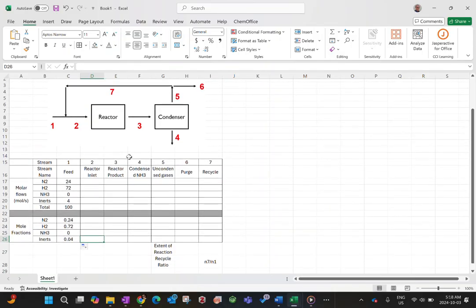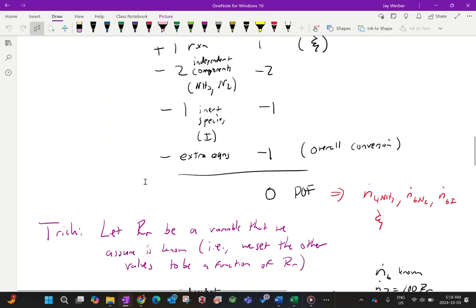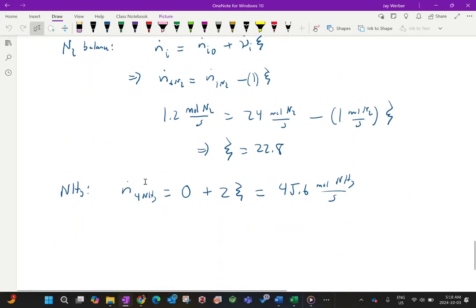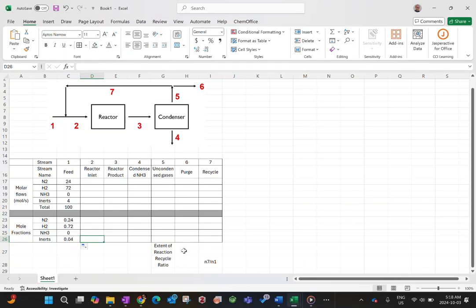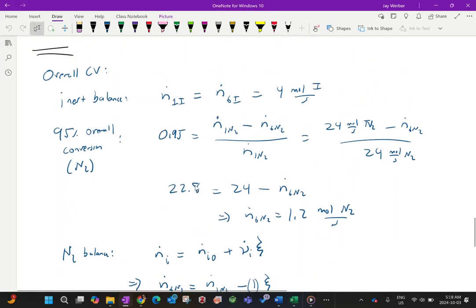The other streams we know are streams 4 and stream 6, right? So let's see, what do we do for stream 4? We had the extent of reaction was 22.8, so let's do 22.8 here. Stream 4 we have is 45.6 for ammonia, and the total, all that stuff is 0. I should be able to just copy this over because of how I set it up. So I'm doing that, and perfect, it looks good. And then the purge stream was where?